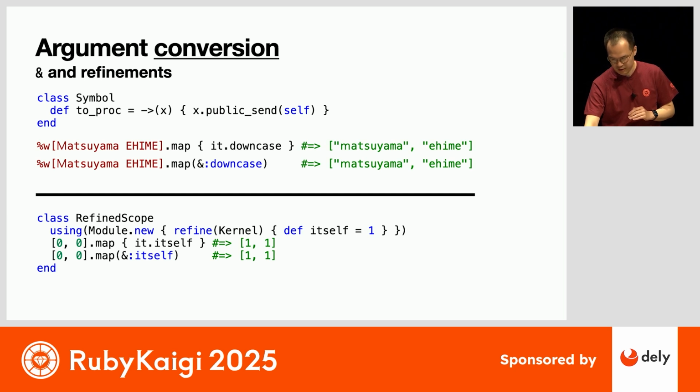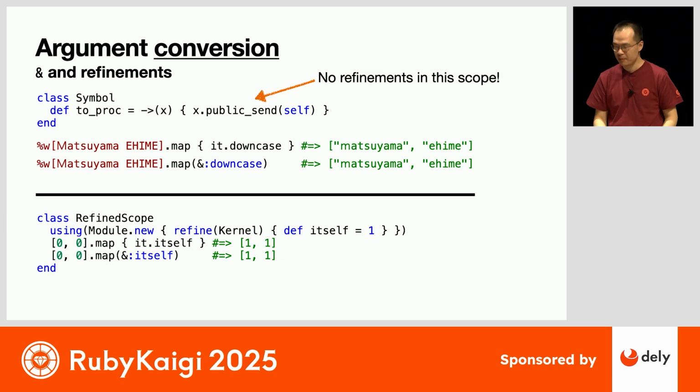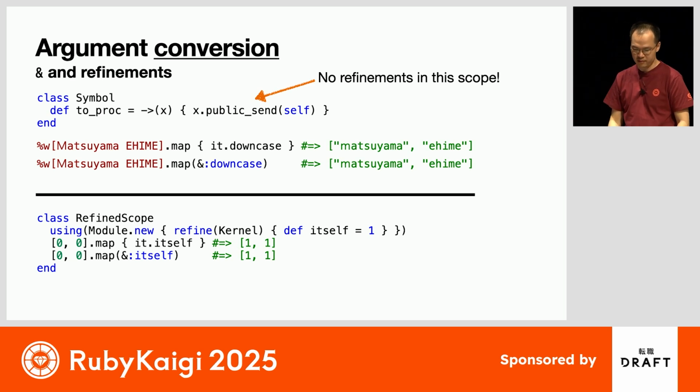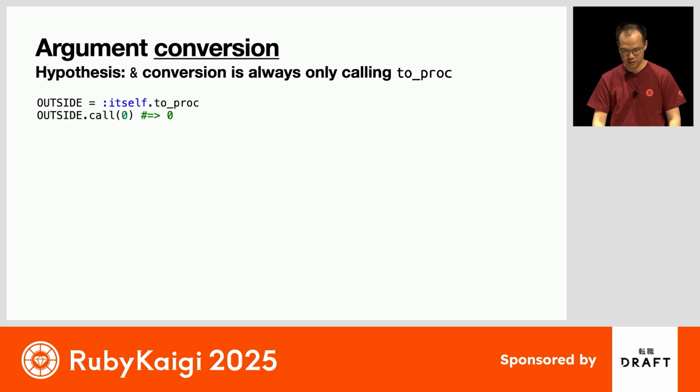But if you use the re-implementation of Symbol#to_proc, that's going to break it, because the public_send is in a different lexical scope, so it won't see that it needs to use the refinement down there. And it might actually be impossible to re-implement Symbol#to_proc in Ruby, because there's no way to get lexical scopes as objects in the language.